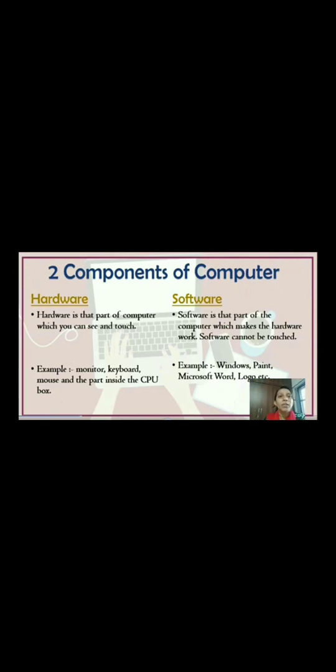Computer has two components, that is the hardware and software. Now what is the hardware and what is the software? Hardware is that part of a computer which you can see and touch. For example, monitor, keyboard, mouse and the parts inside the CPU box are the hardware which you can see and touch. Software is that part of the computer which makes the hardware work. Software cannot be touched. For example, Windows, Paint, Microsoft Word, Logo, etc. are software. You can see but you cannot touch the software.